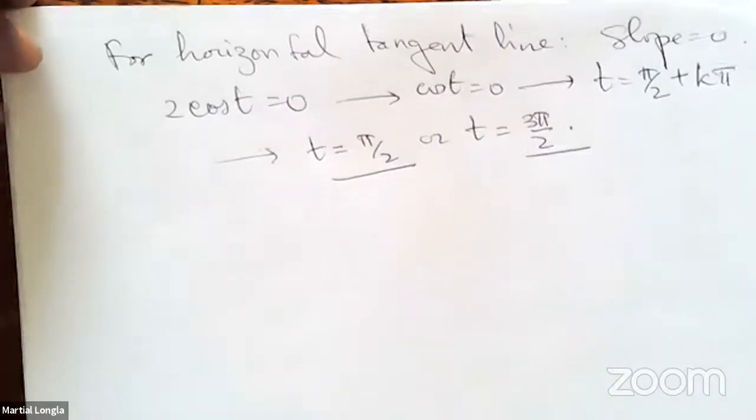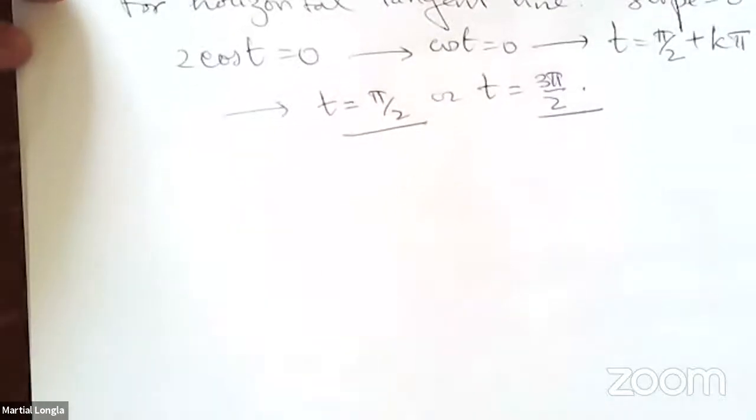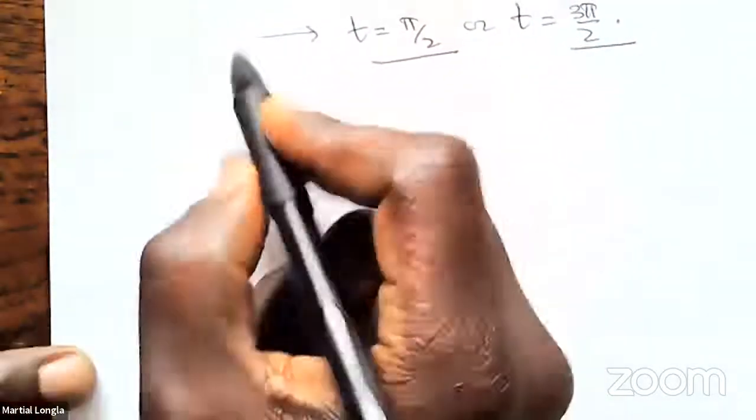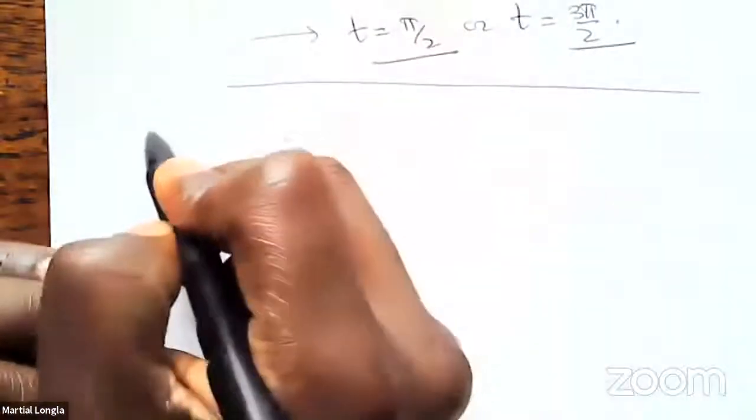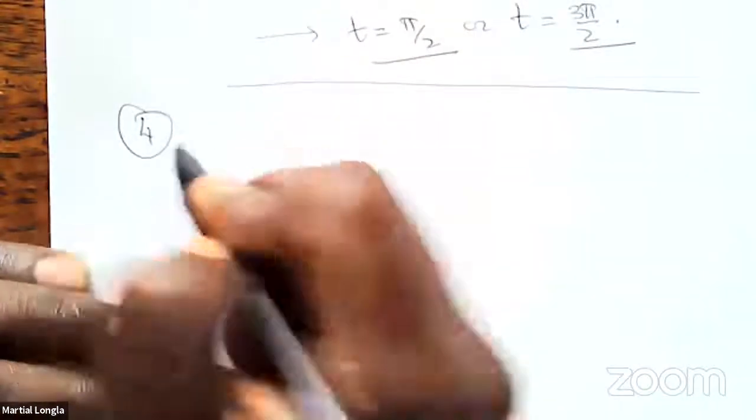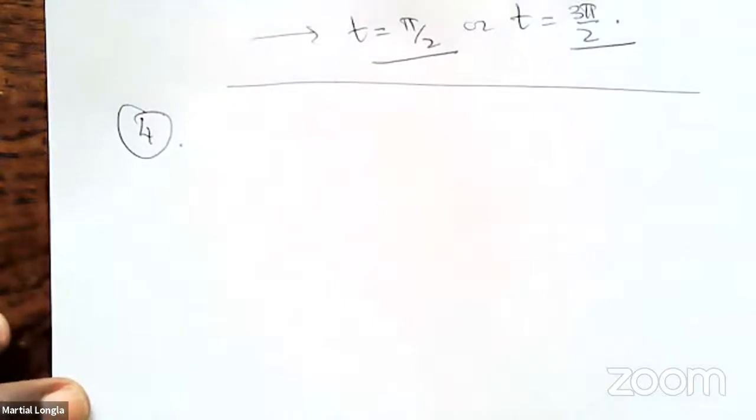So that's it for this part. And the last thing that I wanted to introduce in this lecture was to give you the polar coordinates as an example of a parametric system.